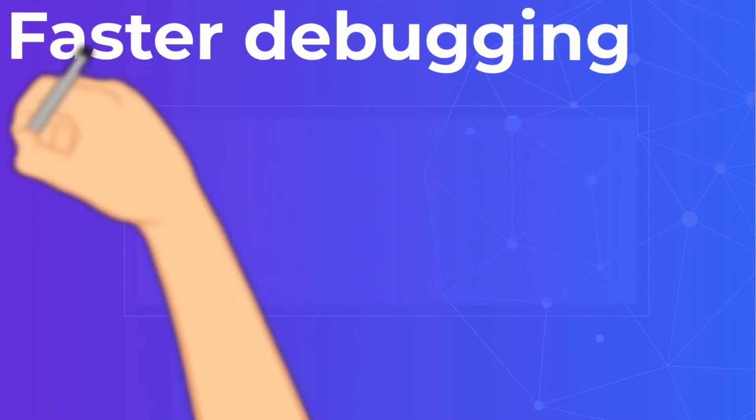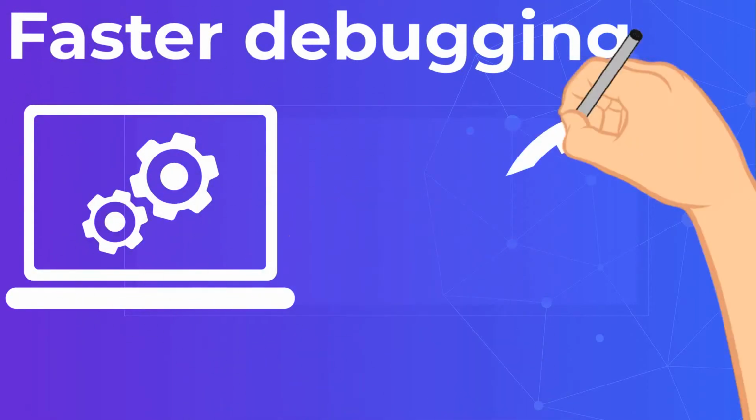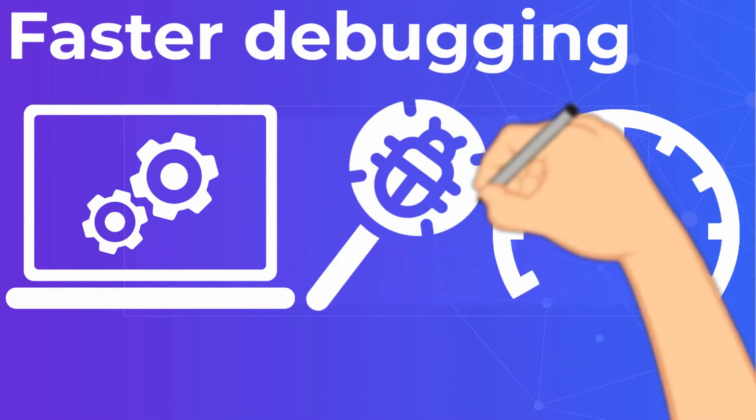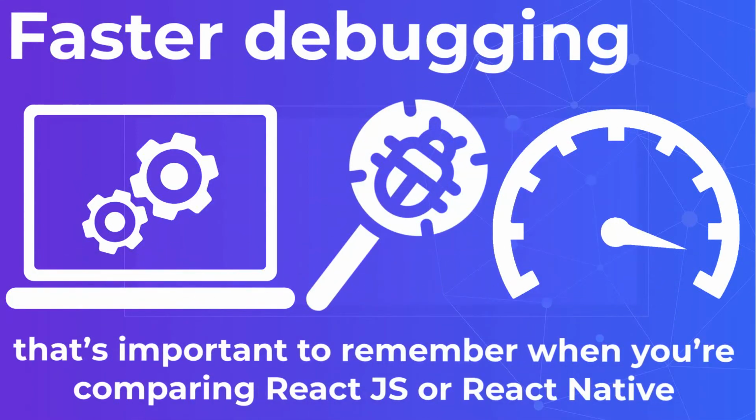Faster debugging. The lightness and speed of React.js makes debugging your systems go faster too. And that's important to remember when you're comparing React.js or React Native.